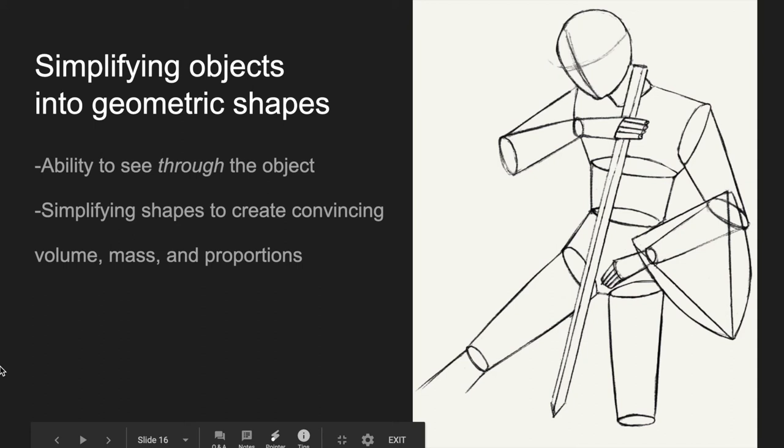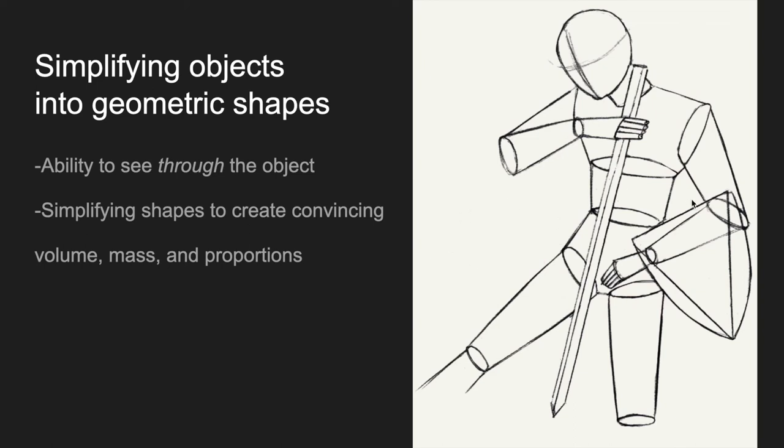The next step in a measured drawing is to simplify objects into geometric shapes or forms. So in this example here, you can see that the proportions have been established, but now we're trying to make this little figure appear more round. So, for example, in the elbow and the wrist, the knees and the thighs, they have drawn circles or ellipses. So an ellipse is just a circle tilted at an angle, and we're going to practice a lot with drawing ellipses in this course. Very important for a volumetric drawing.